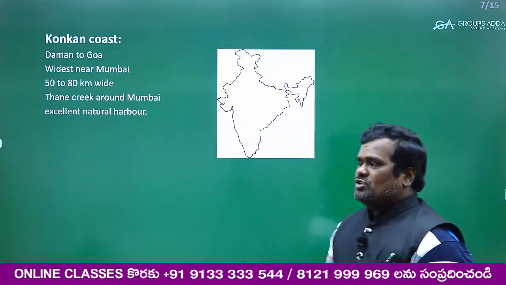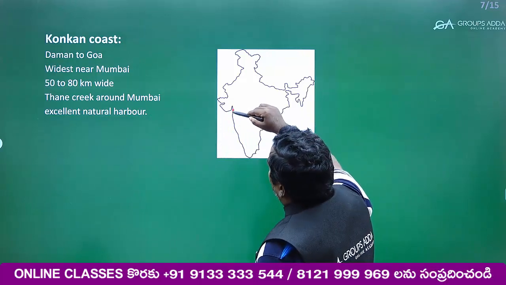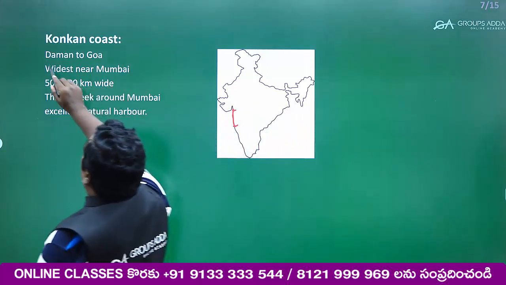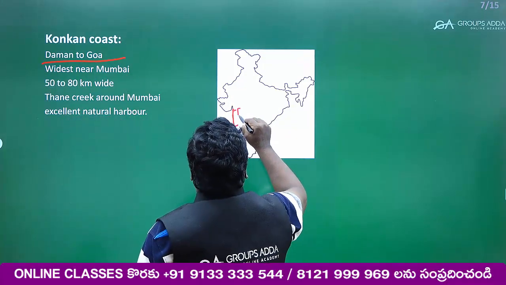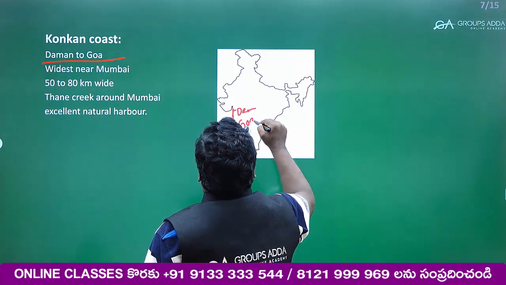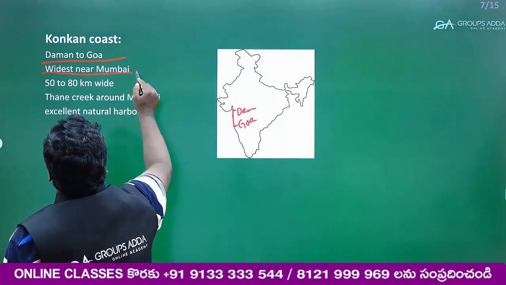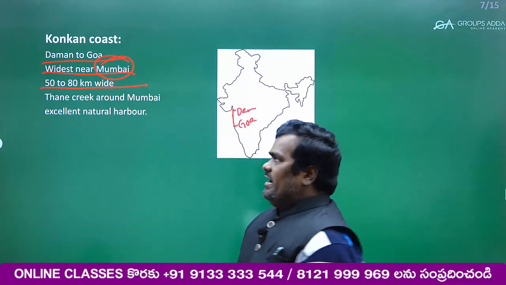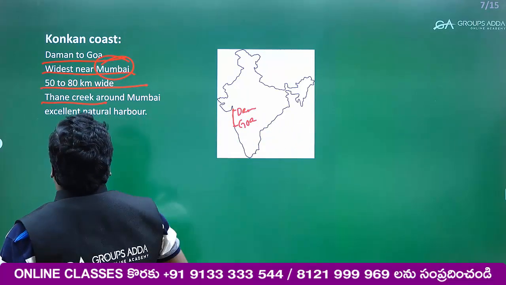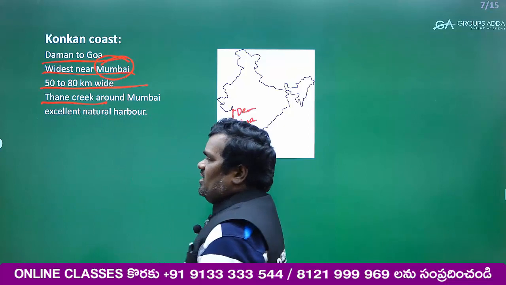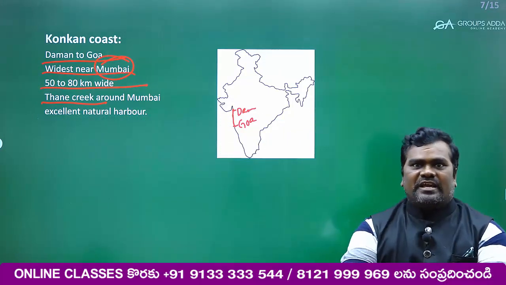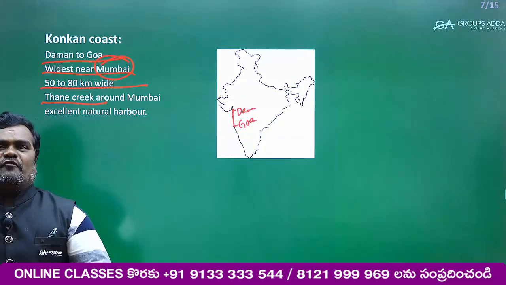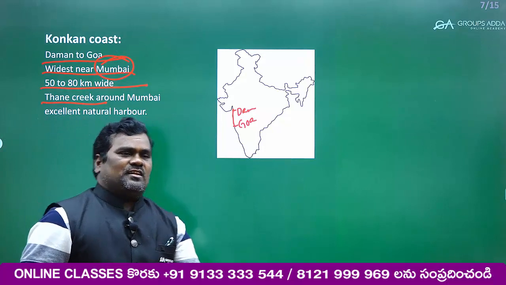Then Konkan coast. See here, Konkan coast. From where to where? Daman to Goa. Daman to Goa. It is widest near Mumbai, around 50 to 80 kilometers there. My dear friends, here we have Thane Creek in Mumbai. At that place we have a harbor. Mumbai harbor, which is very, very natural.